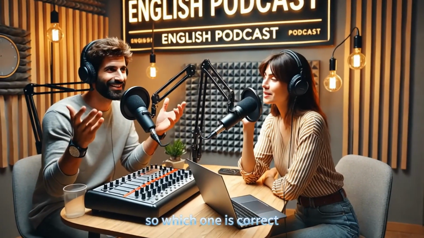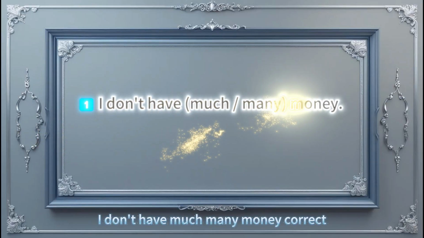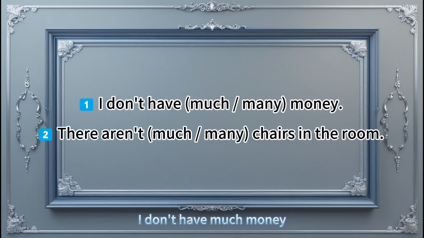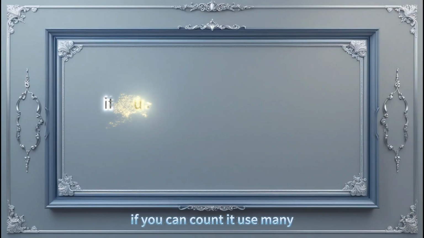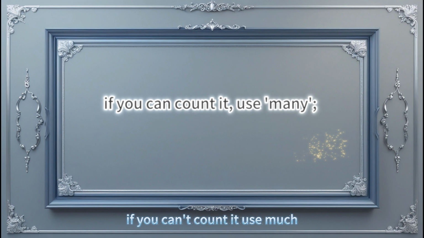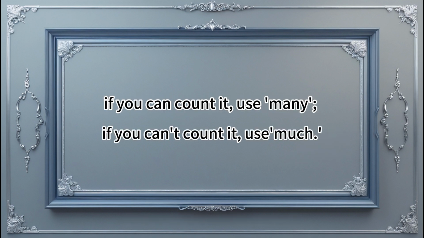So, which one is correct? I don't have many money. Correct. I don't have much money. There aren't many chairs in the room. Correct. There aren't many chairs in the room. Nice job. Just remember, if you can count it, use many. If you can't count it, use much.